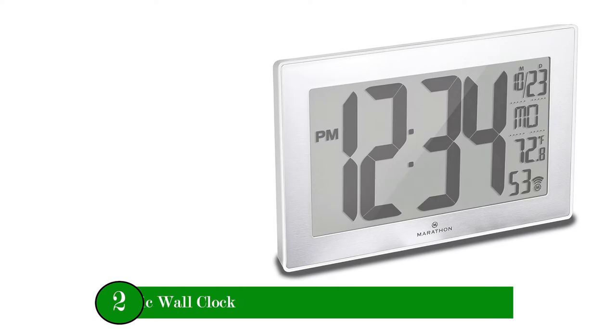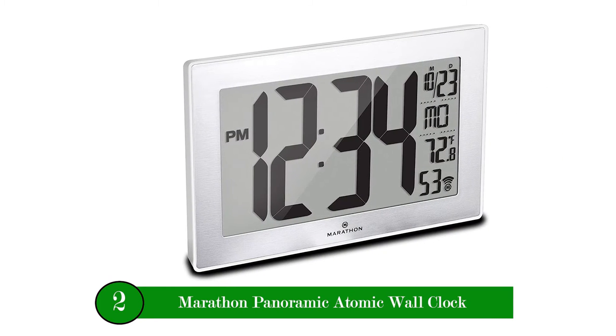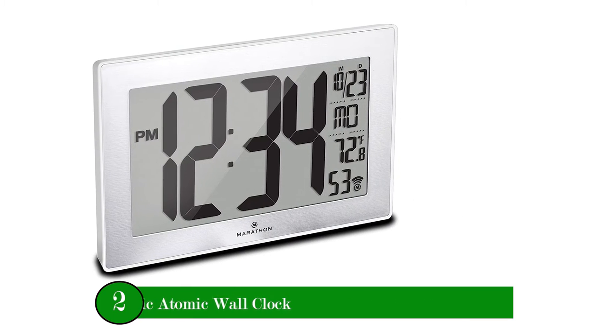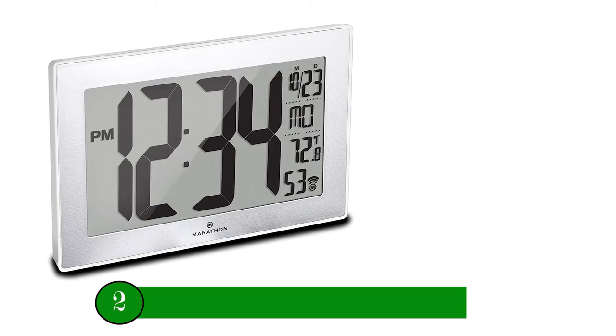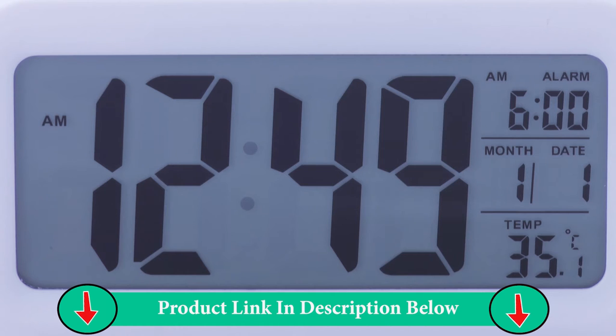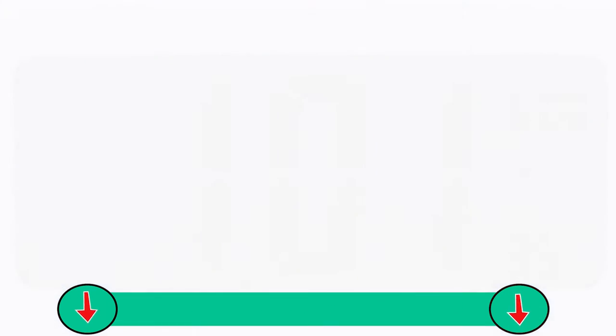Number two product. Marathon Panoramic Atomic Wall Clock. Atomic wall clock, self-setting, self-adjusting using radio frequency from NIST's Colorado Station. Large multifunctional display with 4-inch digits, 4 languages, calendar, temperature, humidity.